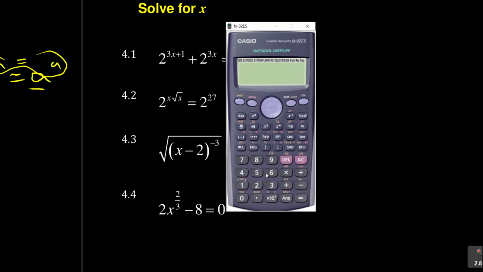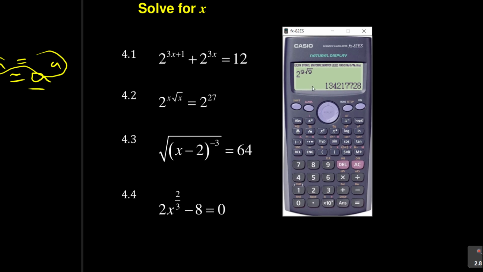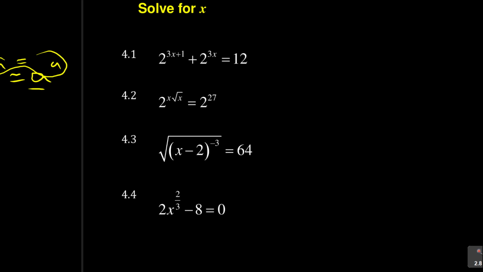Let's do that. 2 to the exponent 9 square root 9. Am I right? And there is the big number. It's just a big number. You see, it's 134217728, which is 2 to the exponent 27 equal to 134217728. Same answer, guys. That's how we solve it. 4.3.